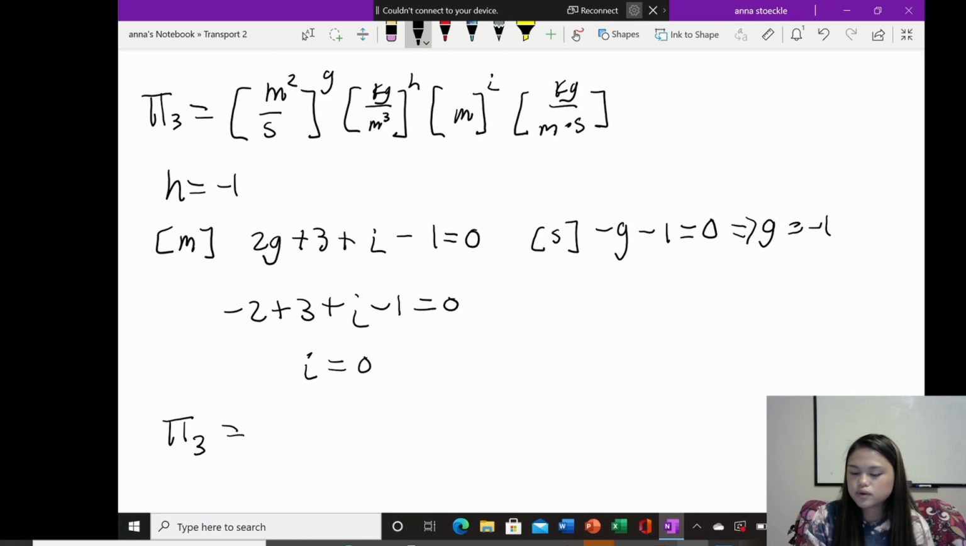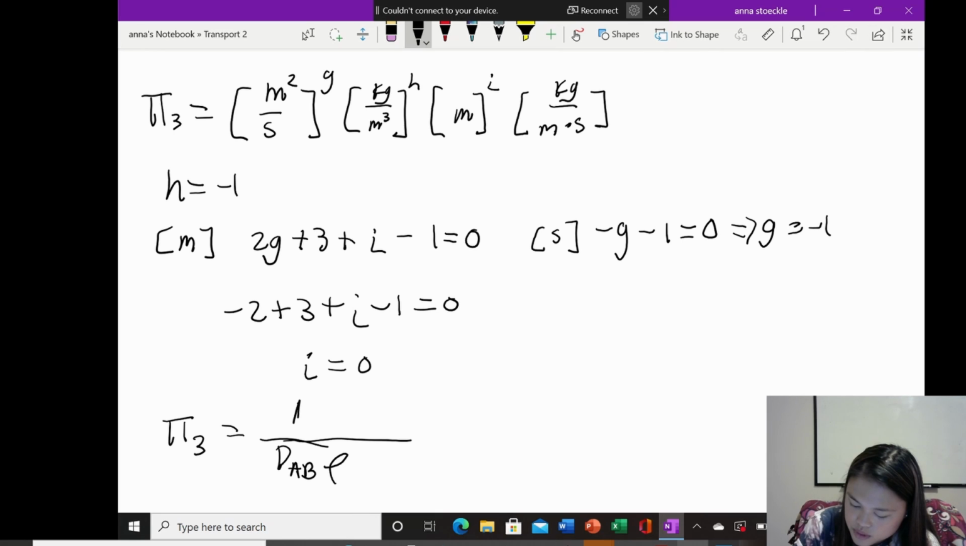This third pi group is going to end up having, so let's see, g is -1, so the diffusion coefficient is going to be on the bottom again. H is going to be a -1, so we want that density to be on the bottom as well. I is 0, and then the viscosity is to the power of 1, so that viscosity will be on the top.